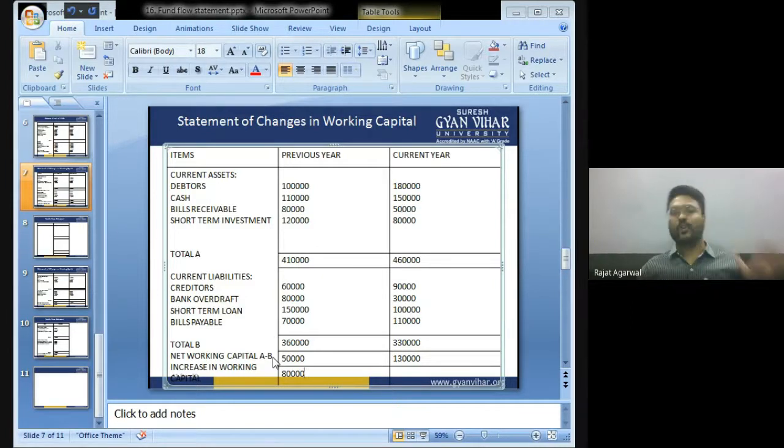Children, this is how you are going to make the statement of changes in working capital. Is there any problem? Very simple. This is how you are going to make the statement of changes in working capital.